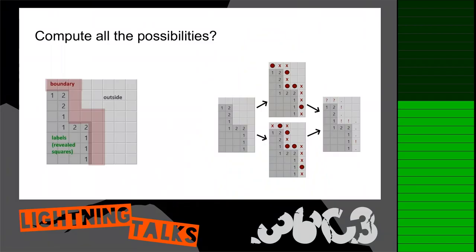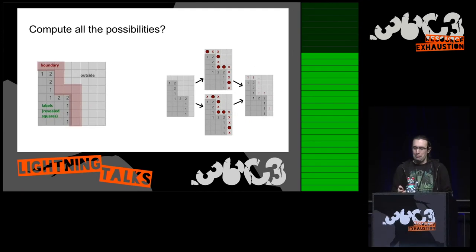So the implementation looks like this. We have to consider only the boundary of the revealed cells. The outside is not important, other than the total number of mines. And at this boundary, we just compute all the possibilities using a backtracking algorithm and combine them. You can see on the right-hand side that some of the squares are guaranteed to have a mine, some are guaranteed empty, and some are neither. So this was my first implementation, but unfortunately, it was too slow.